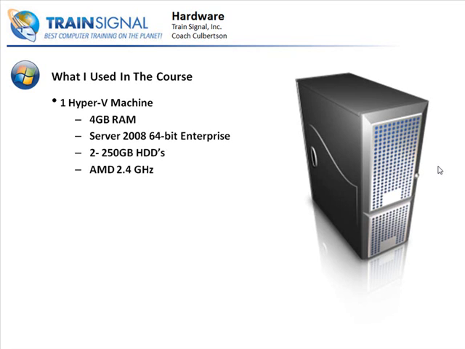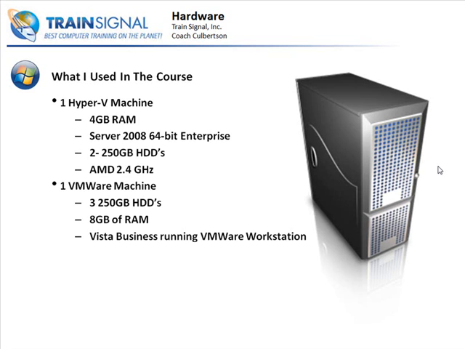Now, after we leave the Hyper-V section, I mostly use a VMware machine. It's a fairly standard machine. I've got 3 250 gig hard drives in the machine, 8 gig of RAM, and the operating system that I use primarily is Vista Business running VMware Workstation. So my base of operations literally is Vista, but then I've actually built most of the machines that you'll see throughout the course in VMware.